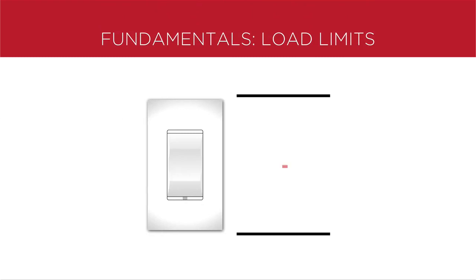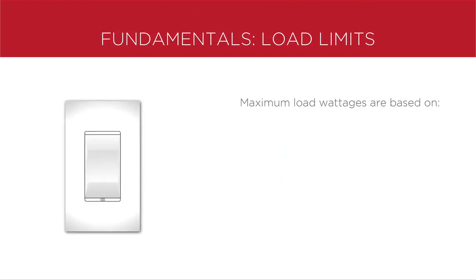The fundamentals of load limits. A dimmer's maximum load is based on heat generated from the dimmer itself. In a fully off position, a dimmer has full 120 or 240 or 277 flowing into it. Dimmers convert that energy into heat and expel it into the walls around them. There are strict regulations on the maximum amount of heat to be generated by a dimmer.